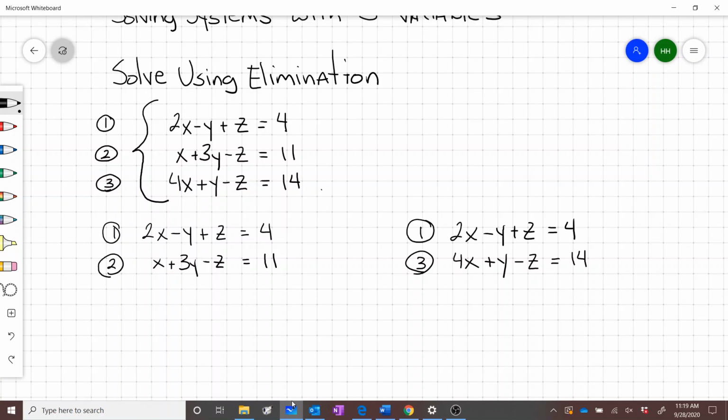Alright, so now we're going to take this first pair, equations 1 and 2, and we're going to combine them. So when we combine them, do you see how the z's eliminate each other? Positive z and a negative z. Those are going to eliminate each other. So we get a 2x plus an x, which is 3x. A negative y plus 3y, that's a positive 2y. And that's equal to 4 plus 11 is 15.